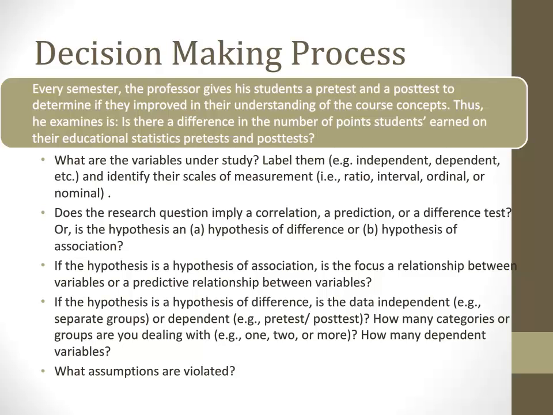The next question is how many groups do we have? Or in this case, the better question would probably be how many levels does our independent variable have? Well, we just said we have time 1 and time 2, a pretest, a post-test, so it has 2 levels. The next question we need to ask is how many dependent variables do we have? We've already determined we have one dependent variable, the number of course points. The final question we'd ask: are there any assumption violations? And let's assume in this case, no.